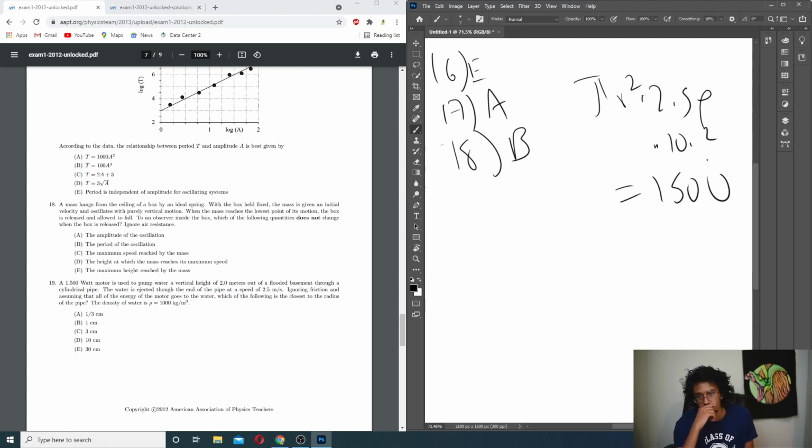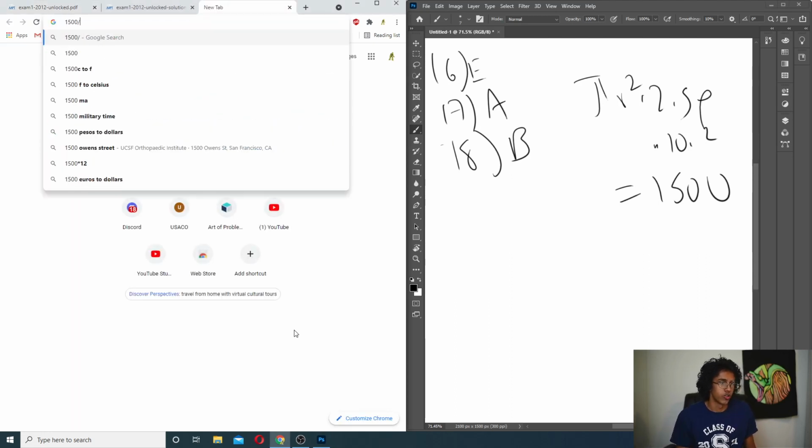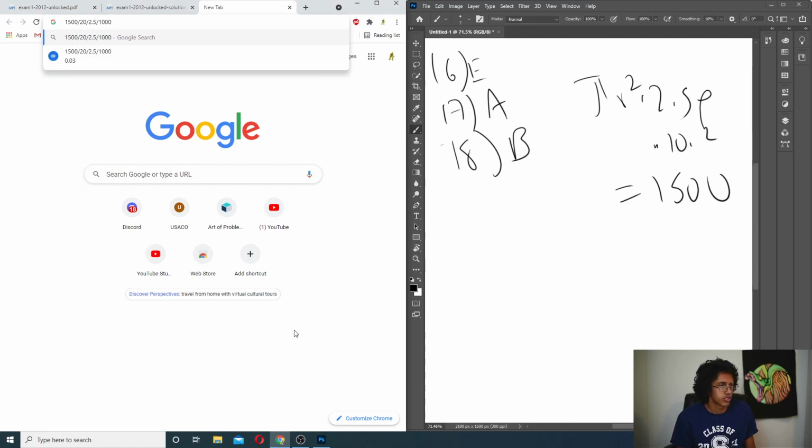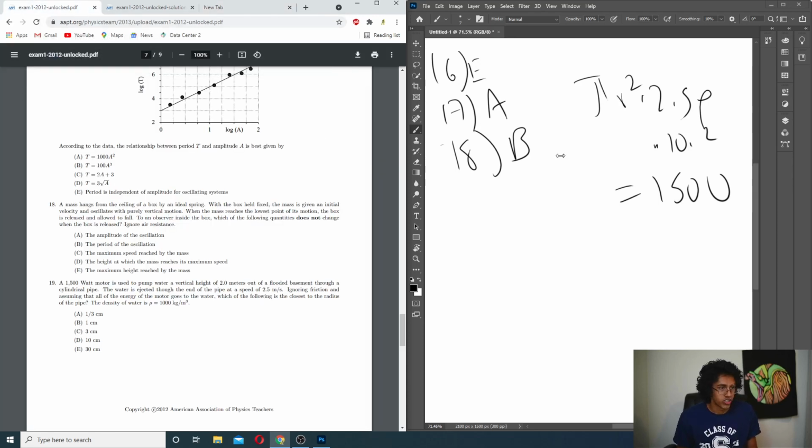Anything else I am missing? 1/2 rho v squared, do we have to use that at all? Okay, let's see, no, I'm pretty sure you don't, so that should be fine. So we'll just plug this in. We get 1,500 over 20 over 2.5 over 1,000 over pi, and then the square root of that is approximately 0.01 meters. So it should be 1 centimeter? Okay, yeah, it's around 1 centimeter is what I got, so we'll go with that. 19 is B. Alright, one more before we check our answer.